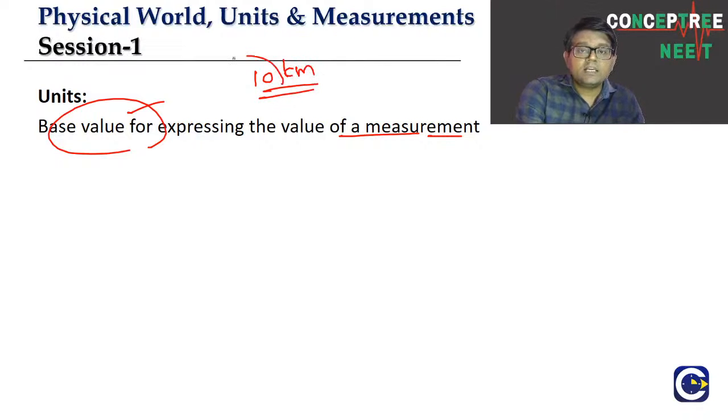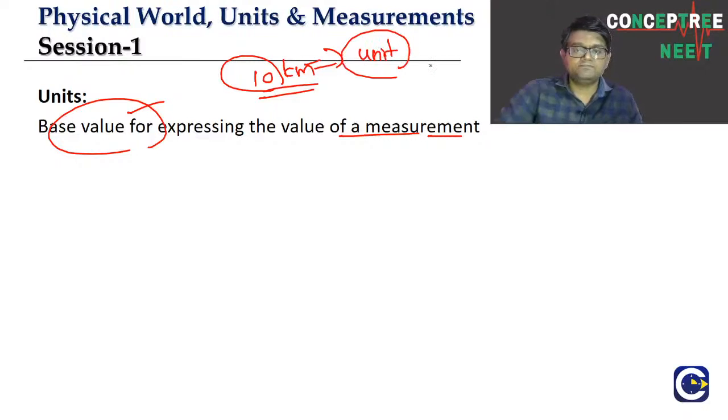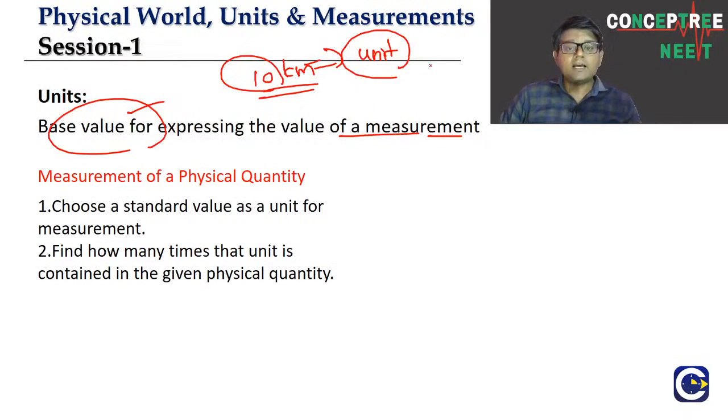So here, 10 is the numerical value of the measurement. A kilometer is what? This is the base value. That is what we call the unit. So whenever we take a measurement, the measurement will be done by using the base value. That base value is called what? Unit.